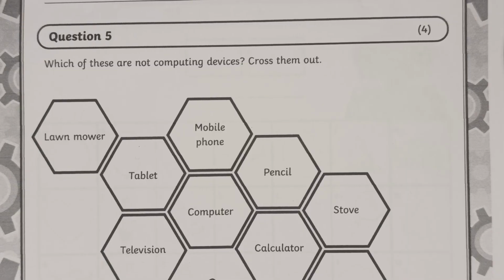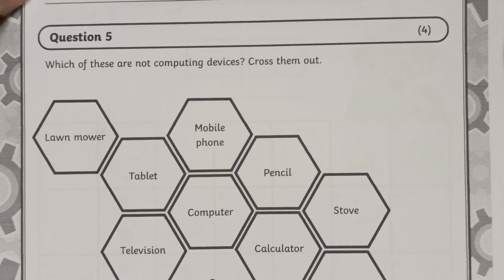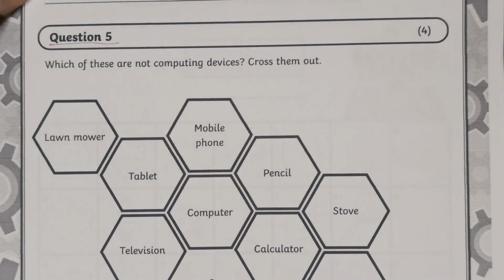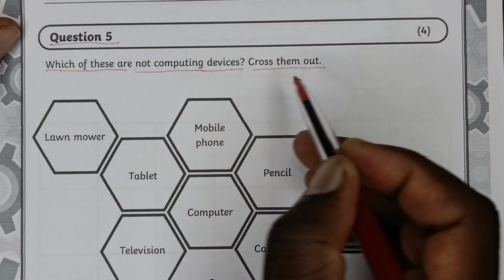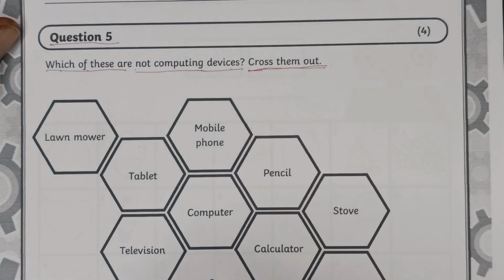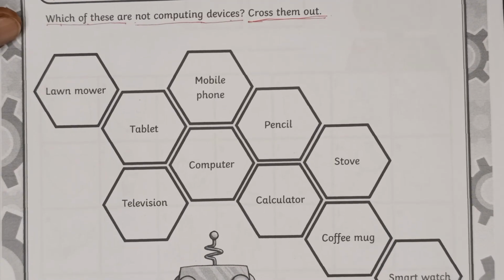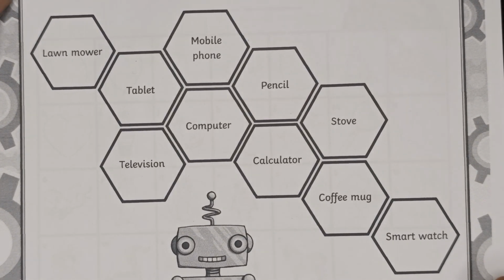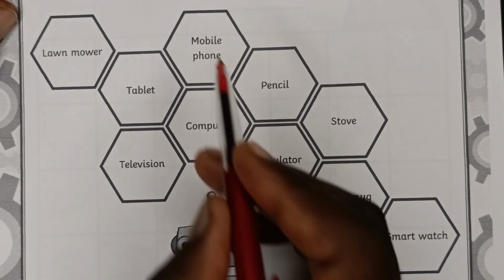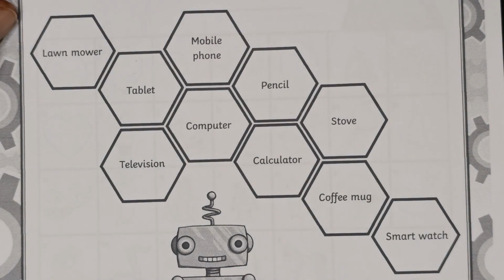Okay, now we have come to question 5. Question 5 says, which of these are not computing devices? And you are asked to cross them out. If you look at these, all right, now we have got all the names under our camera. So they say, which of these ones are not computing devices?